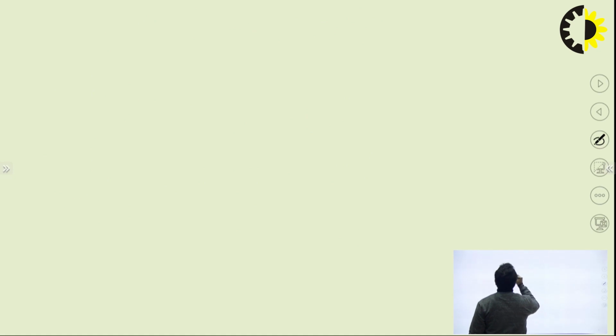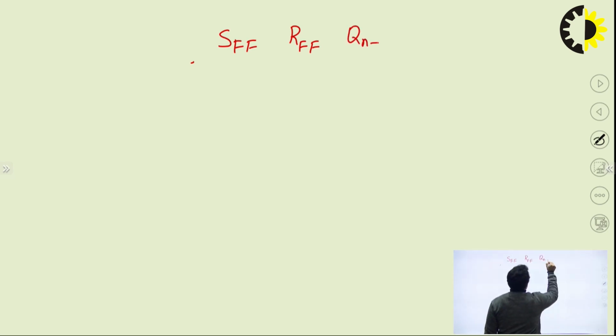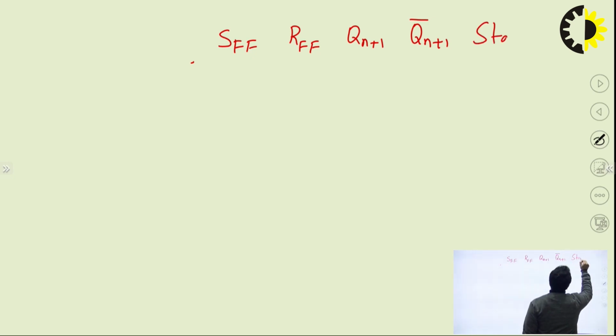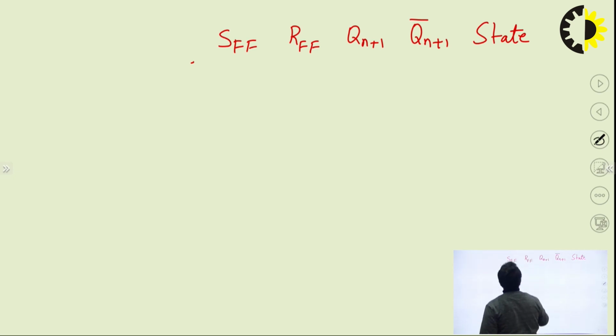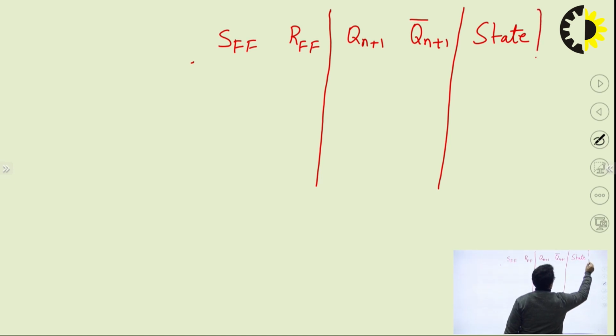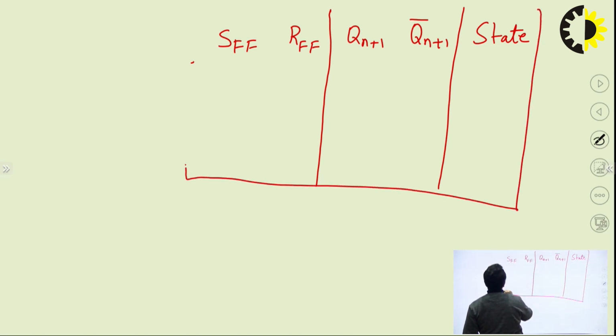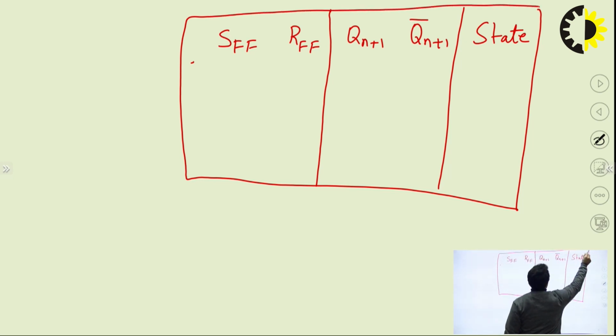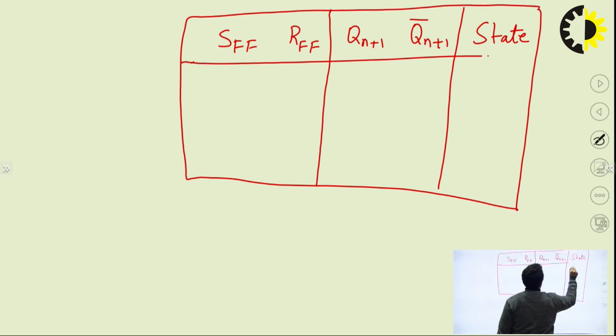So we will draw the truth table. That means we are having S, we are having S terminal, we are having R terminal, Qn plus 1. Similarly, we are having Qn plus 1 complement, and another possibility is the state in which your flip-flop is. So this is the truth table that we will discuss one by one. We will consider all the 4 combinations and visualize the working of the flip-flop.